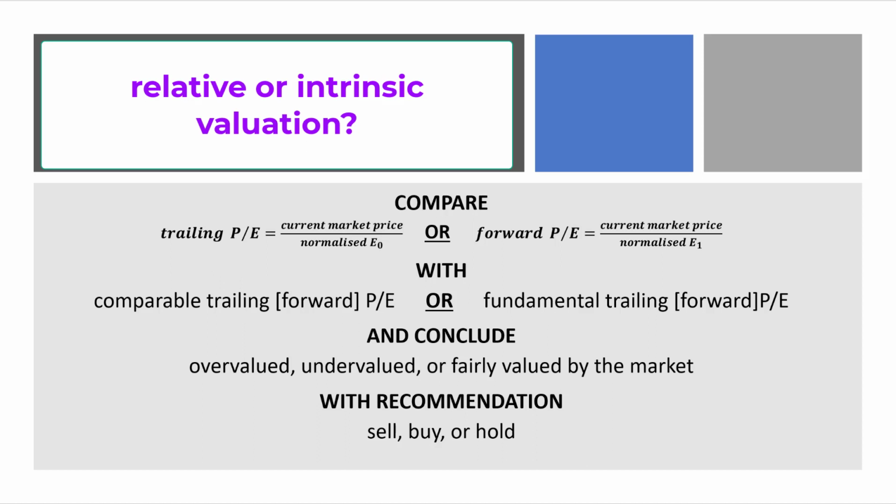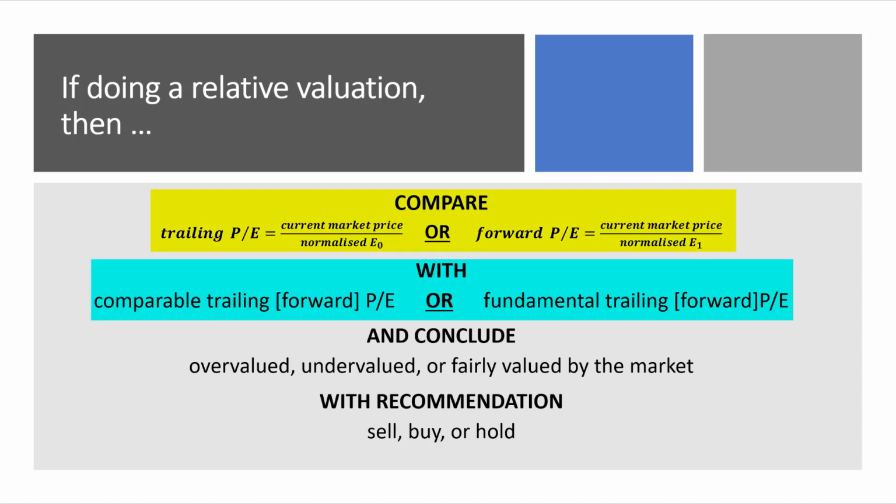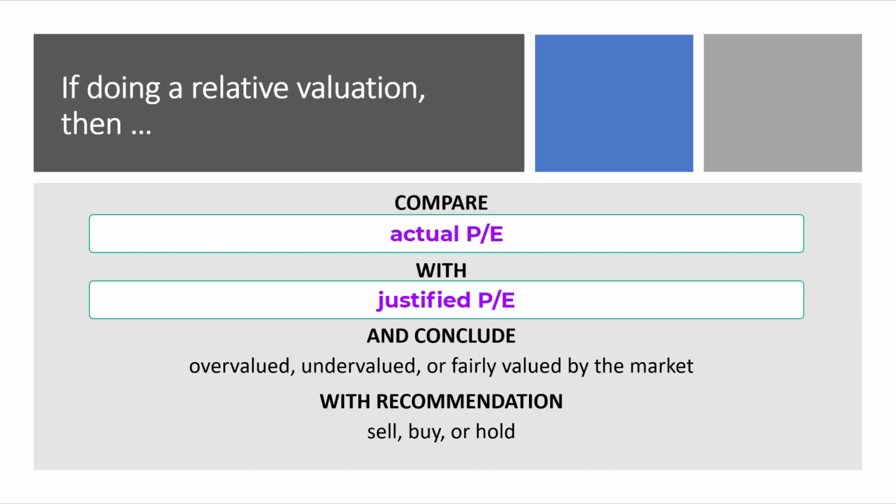Moving on to the third of the identification decisions that we need to make. If you are doing a relative valuation, you need to compare your trailing or forward PE with your comparable or fundamental trailing or forward PE. You then reach a conclusion as to whether that share is overvalued, undervalued, or approximately fairly valued by the market. And if necessary, you make an investment decision, which would be to sell, buy, or hold.